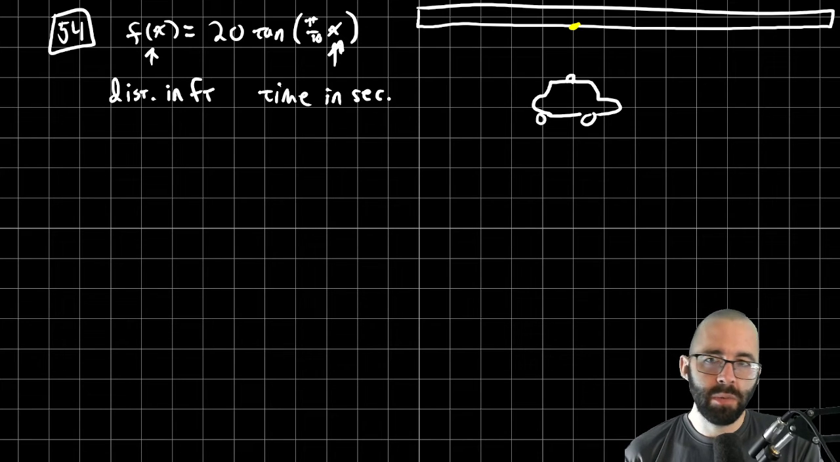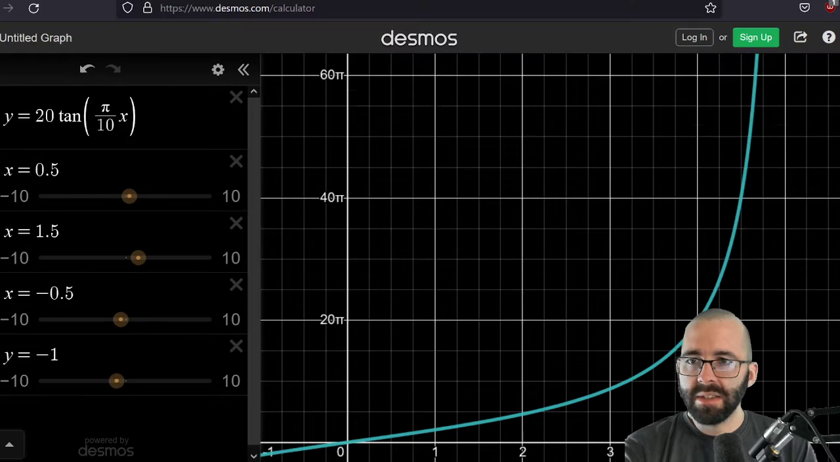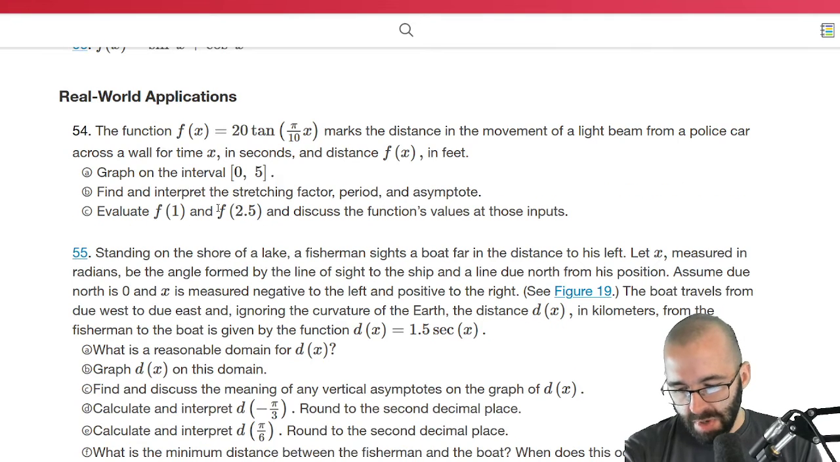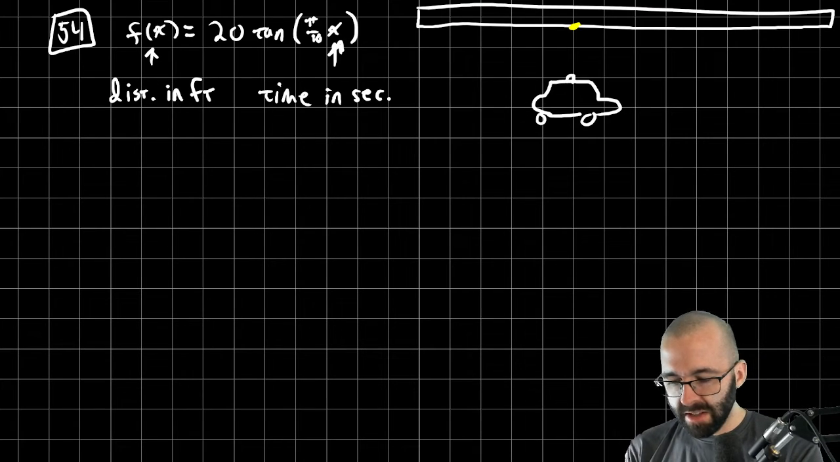For the other ones, I want you to plot them by hand. But for this one, you don't really have to plot it by hand. I'll try to be very clear on what I want plotted by hand and what I don't want plotted by hand. Usually, I want it plotted by hand, but let's not worry about it for this application problem. Part B, find and interpret the stretching factor, period, and asymptote. All right, so we're going to need the stretching factor.